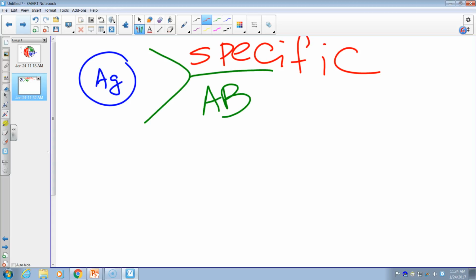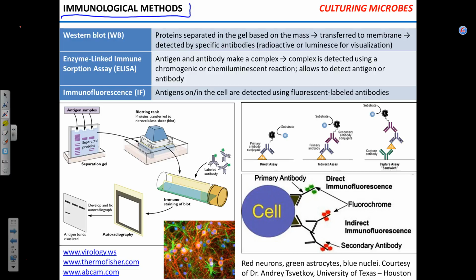What can serve as the antigen? We're going to focus on proteins mostly. Okay, proteins are perfect antigens. Any questions about this part? They probably will be. But now let's talk how it works. First, we're going to talk about Western blot.